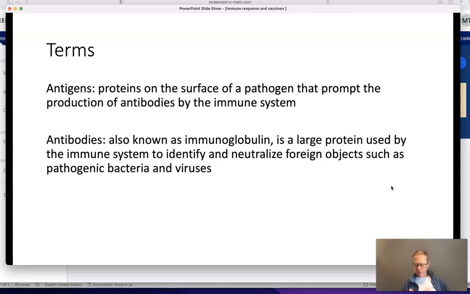Usually, what you'll hear explained again and again is that antigens are basically like a lock, and the antibodies are a key that fits into it. That's probably a pretty good explanation. Anyway, antibodies, also known as immunoglobulin, are large proteins used by the immune system to identify and neutralize foreign objects such as pathogenic bacteria and viruses. So we got antigens, a lot of antis here too. Antigens are proteins on the surface of a pathogen, and antibodies are produced by your body.